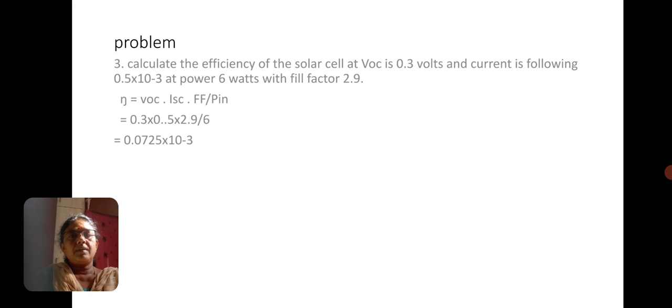According to the syllabus, this type of problems they will ask in the exam also. So change the values for different problems. Practice the problems: how to calculate the fill factor, how to calculate the maximum power, and similarly current and voltage. Likewise you can calculate all the parameters. So I think this is enough for you according to the syllabus.